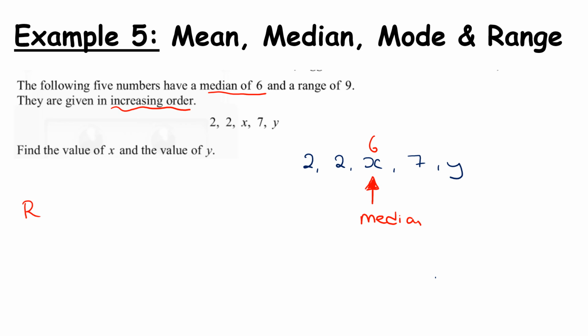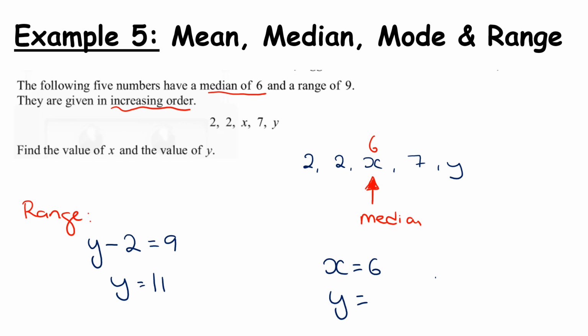Now, working with the range is the biggest, which is y, minus the smallest, which is 2, and that will give us 9. So y is 9 plus 2, adding a 2 to both sides. So therefore, y is 11. So x equals 6, y equals 11.